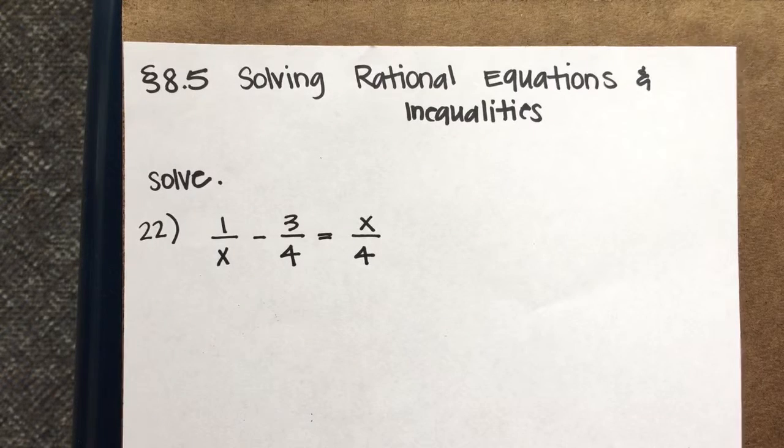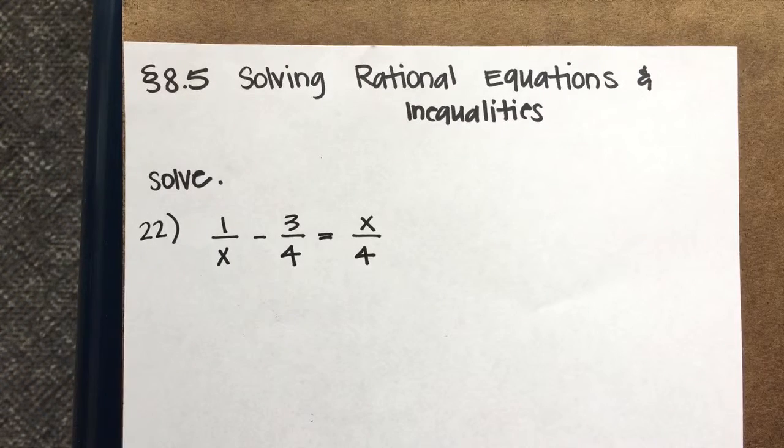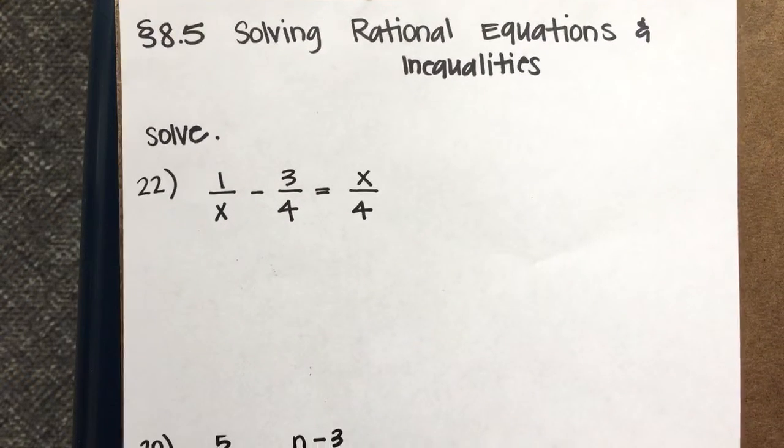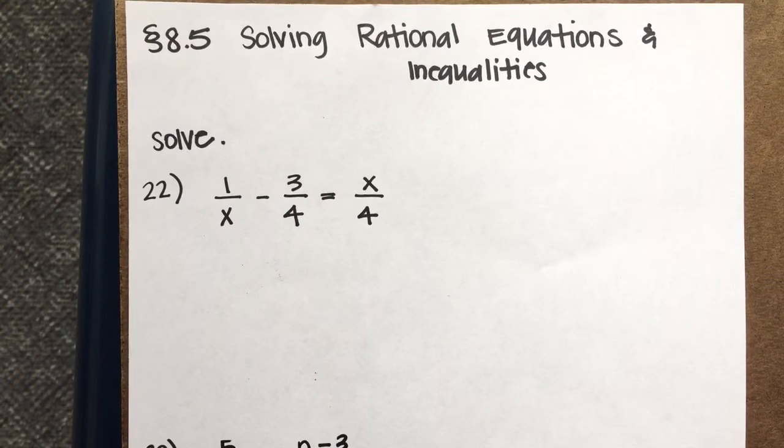I'm going to do two examples from section 8.5, solving rational equations, and Jones and I decided we're going to wait on the inequalities if we do those. So for today, the first one, solving rational equations when there is more than one term on one side. So this one has three terms, and it's an equation because it has the equal sign.